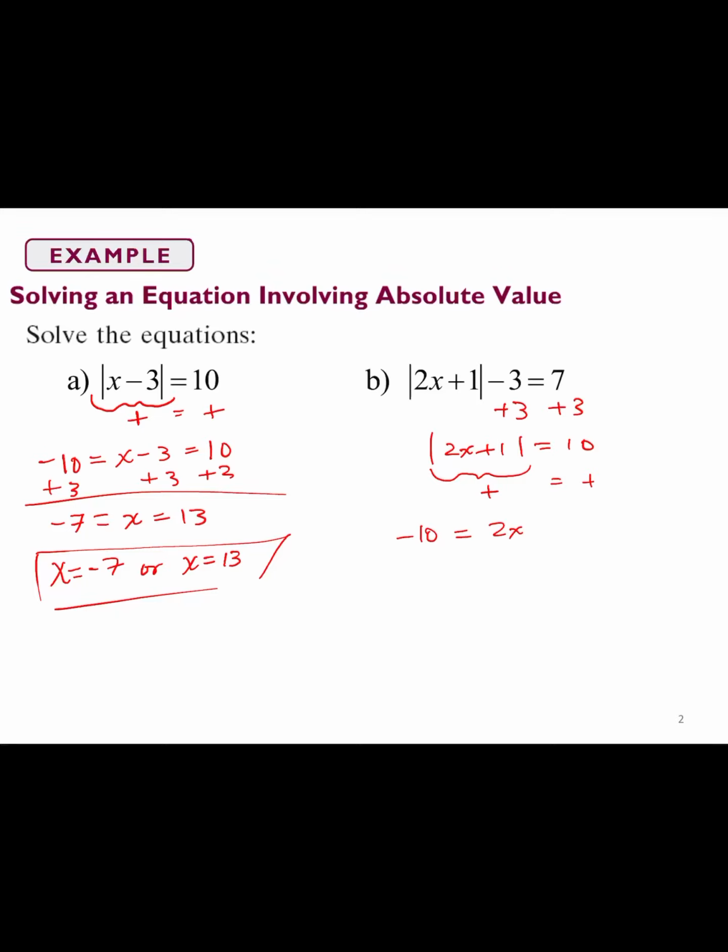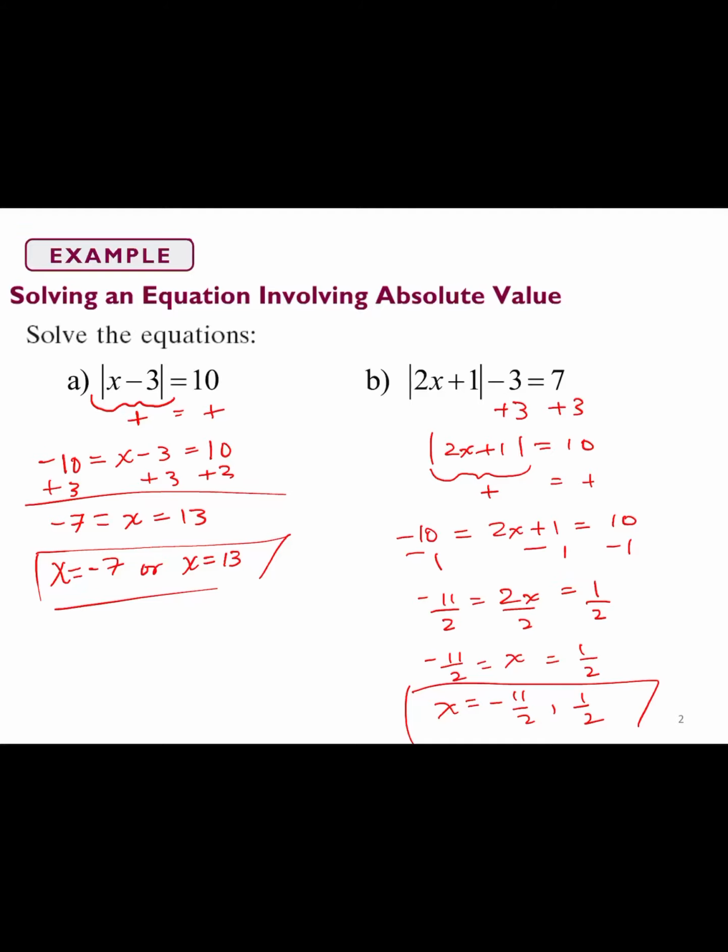Alright, I'm going ahead and do it. I got -10 to the left. I go to 2x plus 1. And then I have my 10 to the right. Go left, go right, then solve. And just like that, we have our solutions again. So we have x equals -11/2 or 1/2.